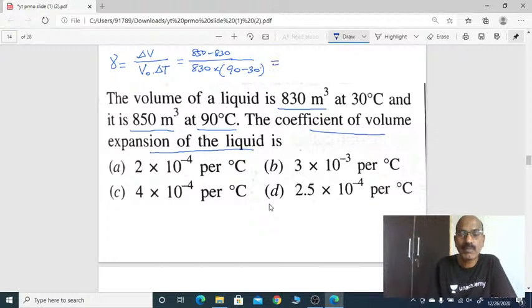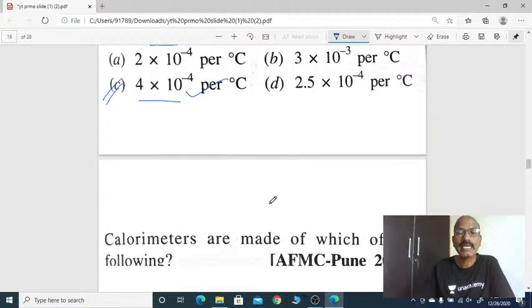That's it. Simplify. You will get 4 into 10 power minus 4 per degree Celsius as the correct answer. So option C is the correct one. Check it.